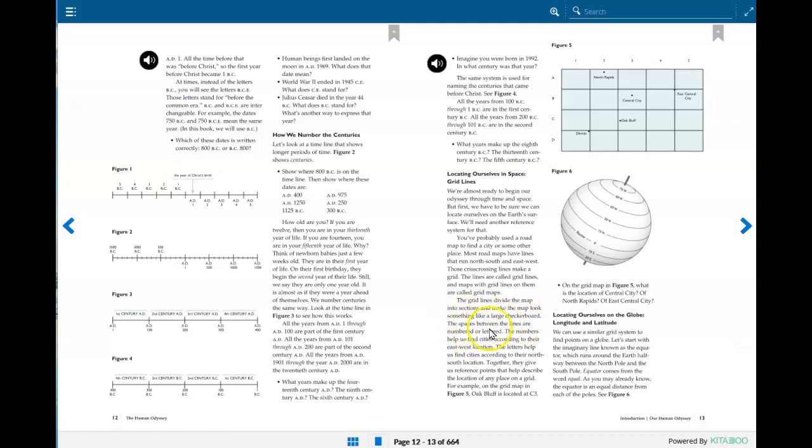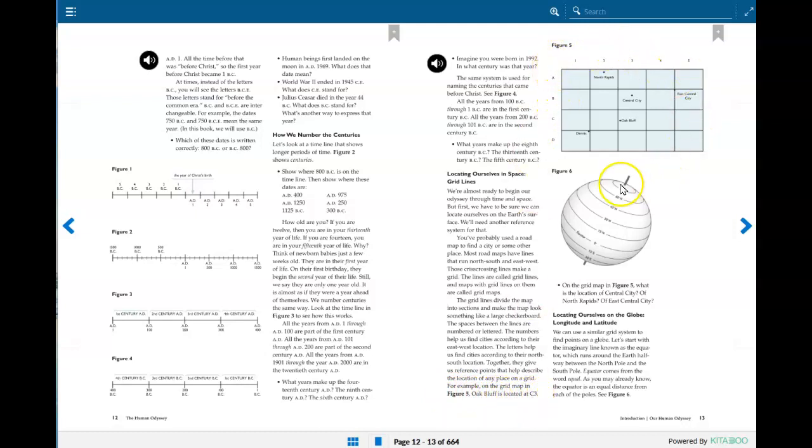The spaces between the lines are numbered or lettered. The numbers help us find cities according to their east-west location. The letters help us find cities according to their north-south location. Together, they give us reference points that help describe the location of any place on a grid. For example, on the grid map in Figure 5, Oak Bluff is located at C3.